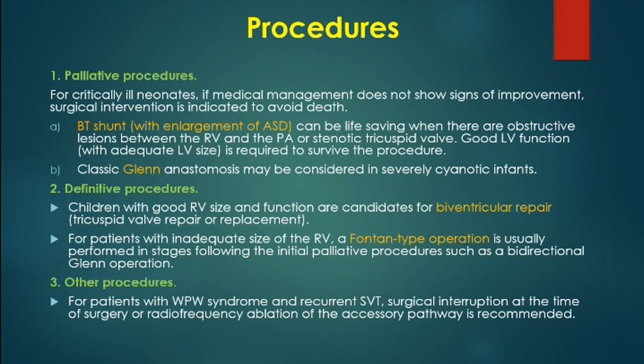Definitive procedure includes either biventricular repair if the patient has a good sized right ventricle and with a good function, or we can perform a univentricular repair when the RV size is not adequate following a bidirectional Glenn operation which was done earlier in life. Other procedures can be done for patients with recurrent supraventricular tachycardia, such as radiofrequency ablation of the accessory pathway.